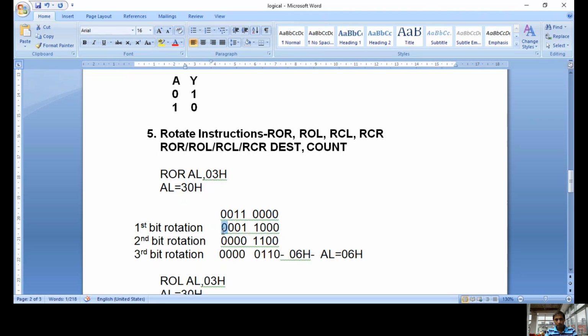See, if this 0 comes here, what are the remaining bits? 0 here, 0, 0, 1, 1. So that's why 0, 0, 1, 1 comes next. What are the remaining bits if this bit comes to this side? 3. That's why 3 zeros will appear. So this LSB bit comes into the MSB side and the remaining bits are rotating accordingly.